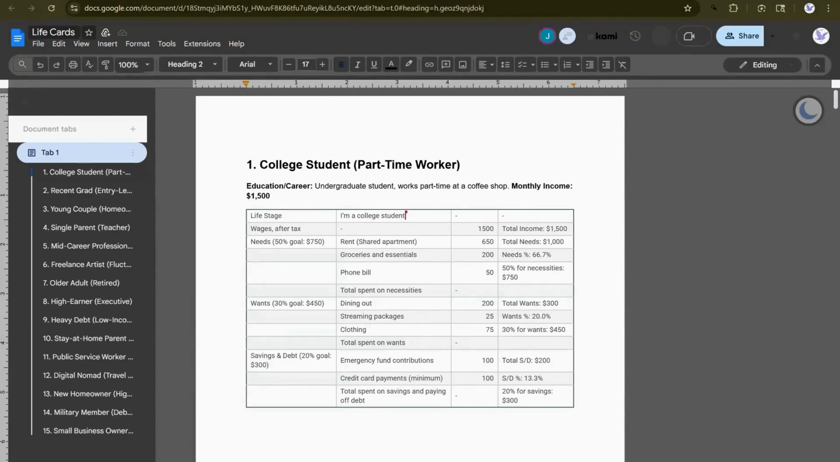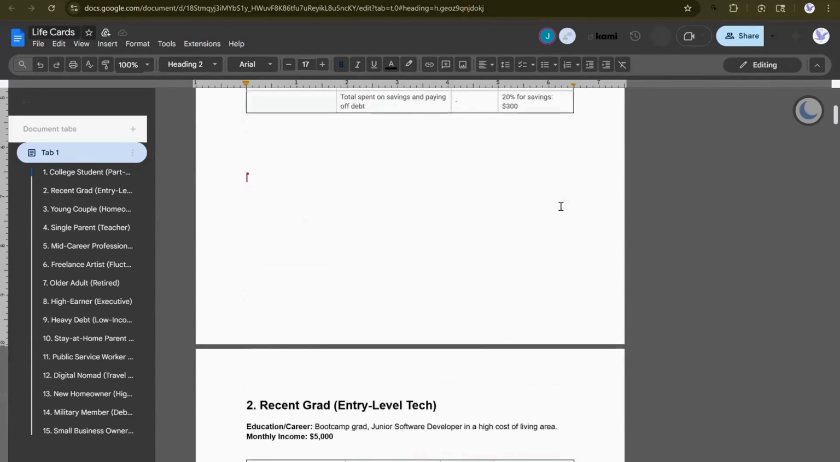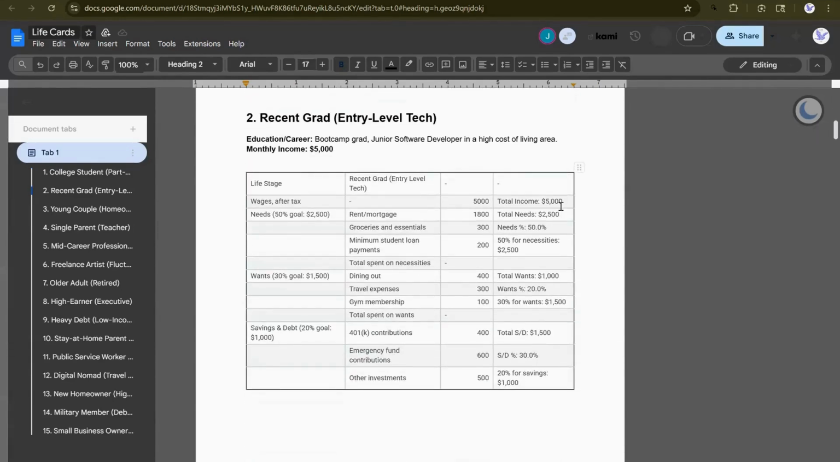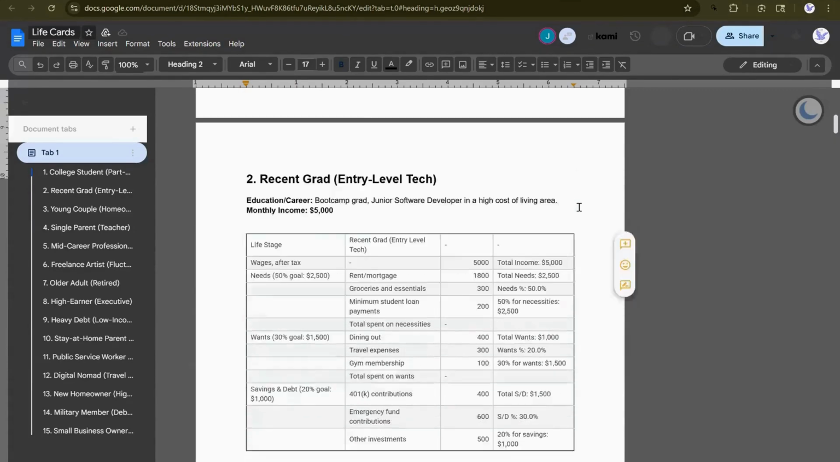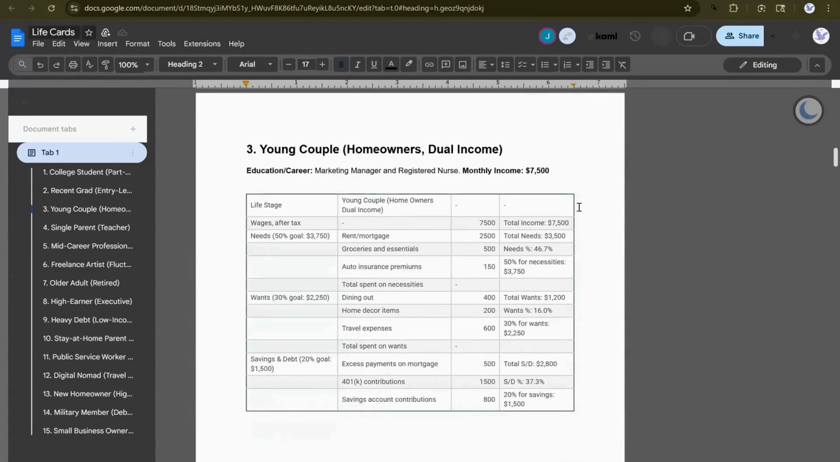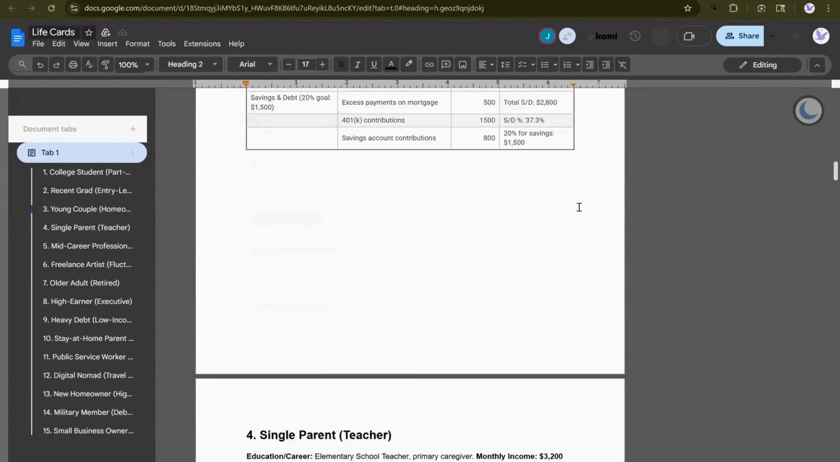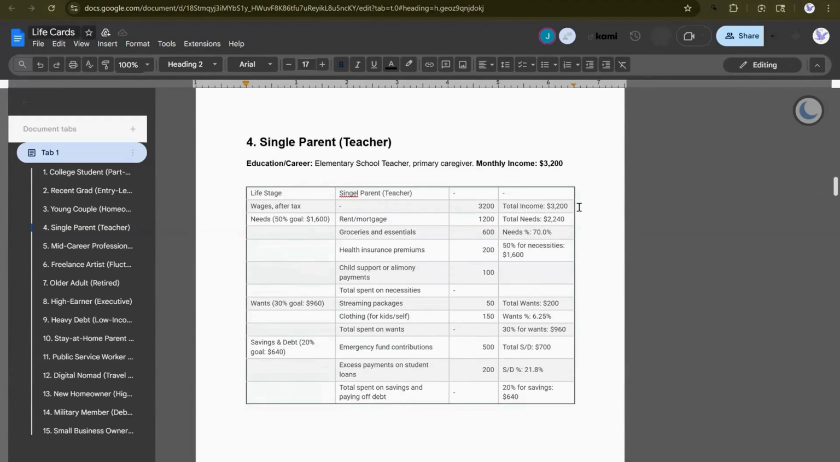So you have your college student, part-time worker. You have, what else you got here? And you can see what these people make. These are as close as I can possibly get them to reality. Obviously, some of these people you can tell live in California, and some of them live on the East Coast or the Midwest, or the South. Recent grad, entry level, monthly income $5,000. Young couple, monthly income $7,500. Dual income. Single parent teacher, $3,200.